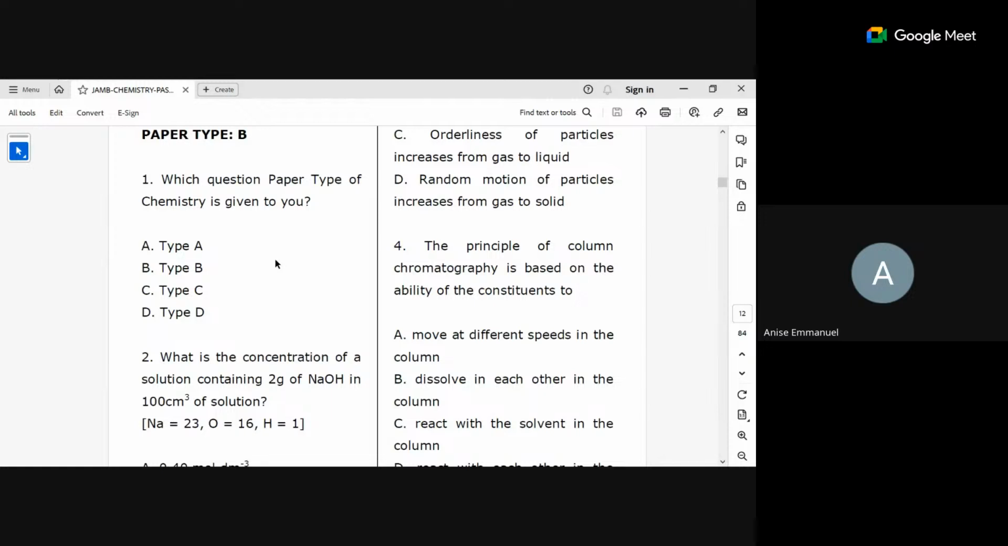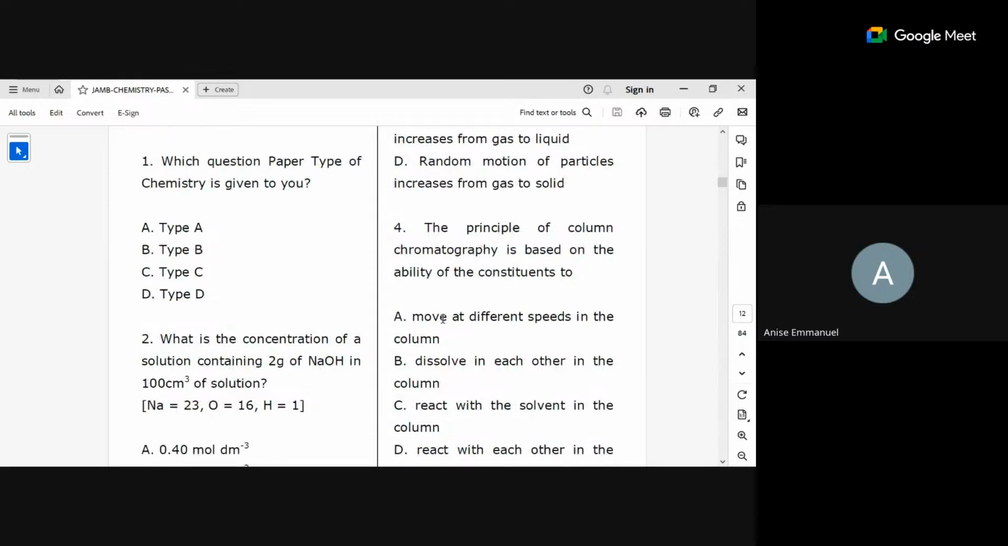You're having different colors, like in paper chromatography. We have different types of chromatography: we have the column, we have the paper, we have the thin layer chromatography. Are we together? Another thing we need to know to answer a lot of UTME questions is to bring related ideas. That's what we're doing in number 4 now. I have 2 phases in chromatography: the moving phase and the stationary phase. So let's quickly look at the options. Move at different speed in the column.